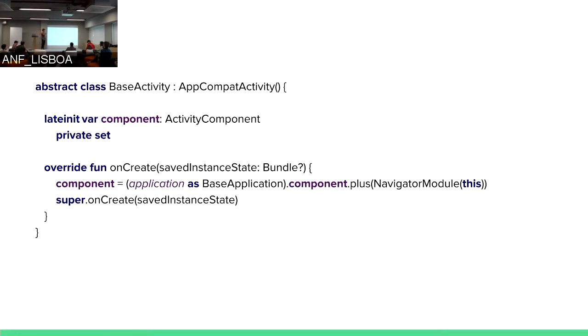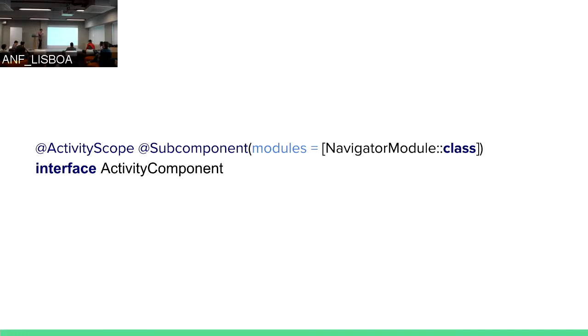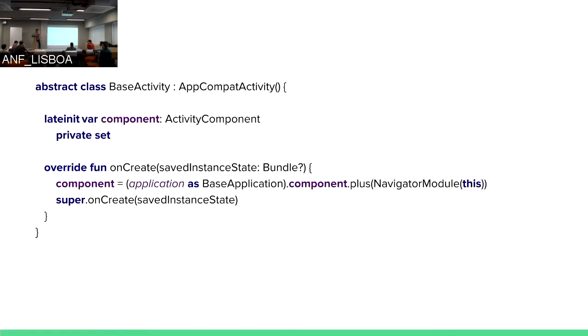So my base activity will help me to inject my dependencies. And here's the funny part. I forgot to say that this is a subcomponent. The annotation is different, not a component. So it will be a subcomponent of a component, in our case, the application component. So I'll go there, I'll grab it, and then I create this plus method I'll show afterwards and pass the navigator module, and then I have the activity component.